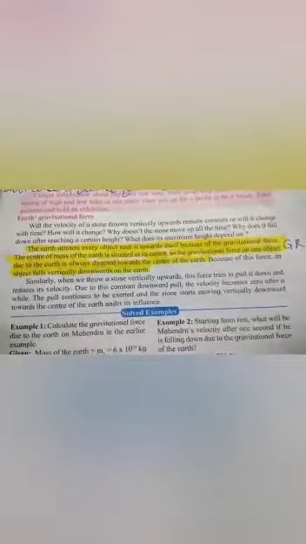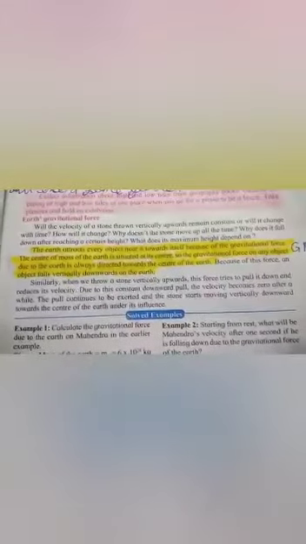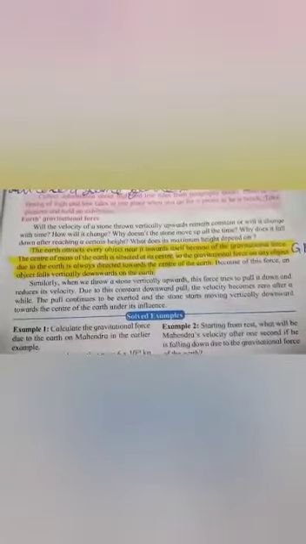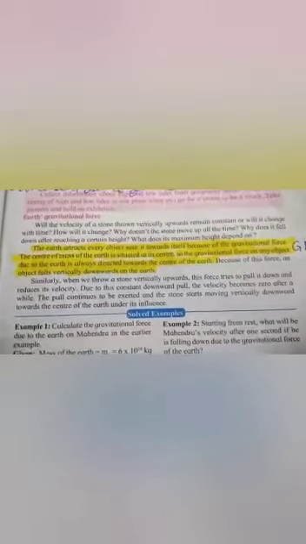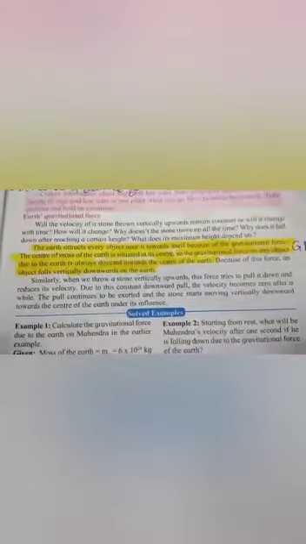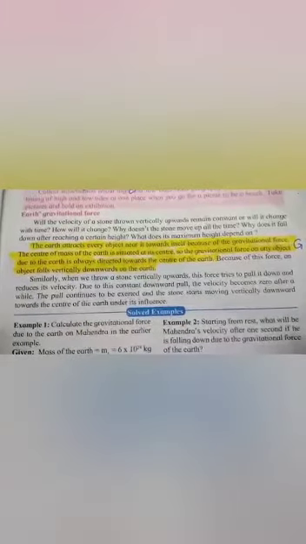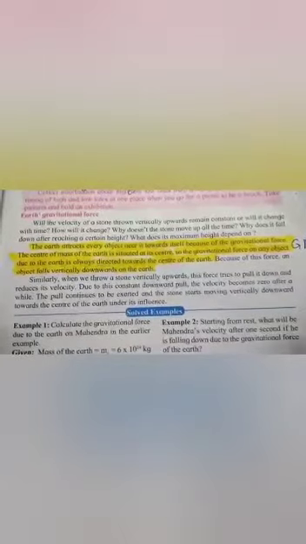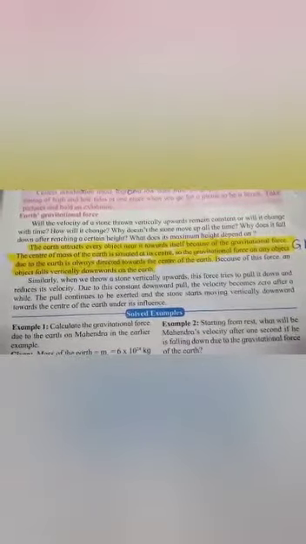The stone is moving in a vertically upward direction, but the gravitational force is pulling it in the opposite direction. So due to this constant pull, the velocity keeps on reducing until it reaches zero. Once it reaches zero, the stone is totally under the influence of the gravitational force, and hence it starts moving vertically downwards.